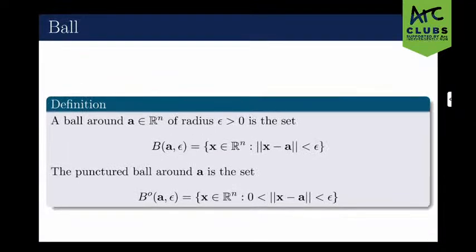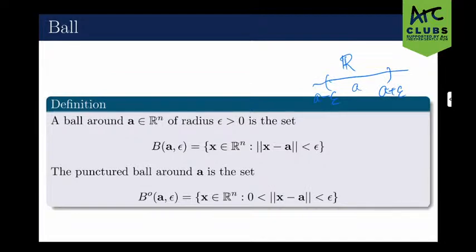We define a ball around some point, some vector A in Rn, to be this set over here. The reason why we call it a ball is that intuitively, if we talk about the ball in just the real line, then we have a point A over here. We can think of the ball as being this interval from A minus epsilon to A plus epsilon. This would be the ball in just the single dimensional case.